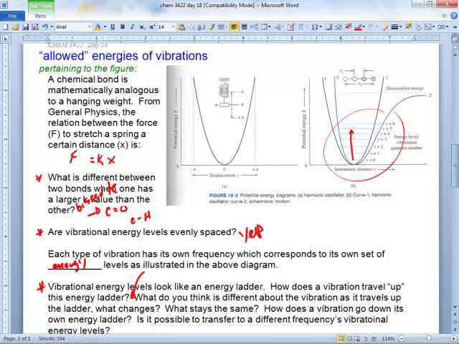Keep going, Adriana. What do you think is different about the vibration as it travels up the ladder? What changes? So it absorbed some IR. What changed? It absorbed the right amount of IR that we're talking about. What changed with that vibration? The distance? It has to be more energetic, right? Because it absorbed energy.